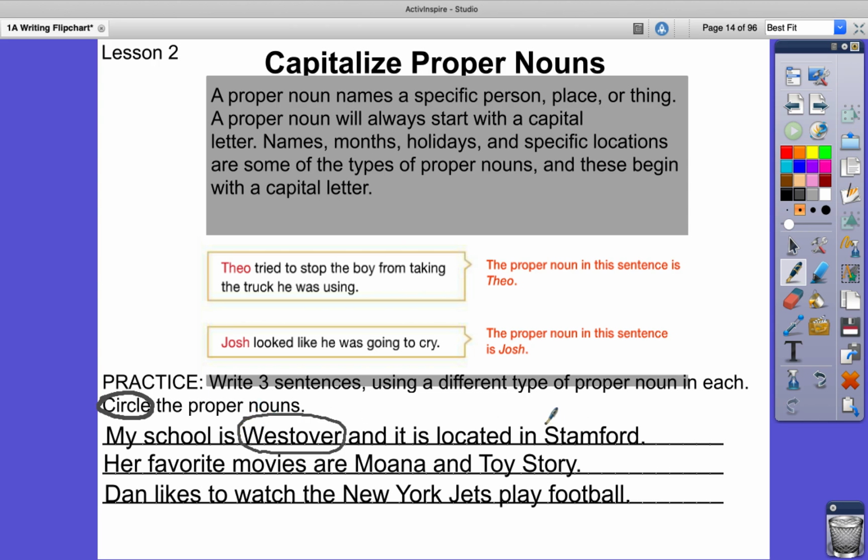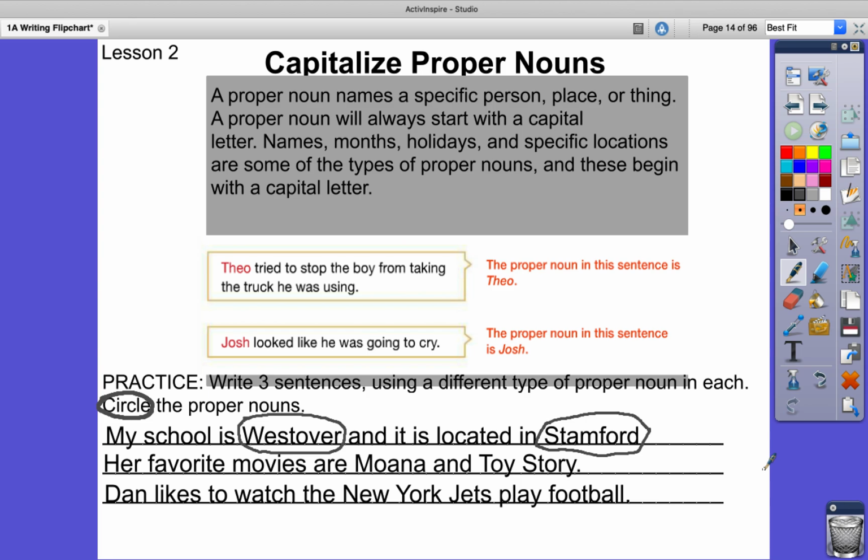Also, the S in Stamford. This is the name of a specific city. I'm going to circle it. Let's look at number 2. This says, her favorite movies are Moana and Toy Story. What should be circled?